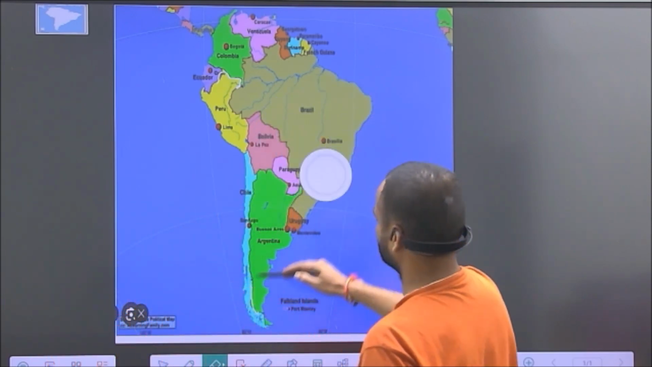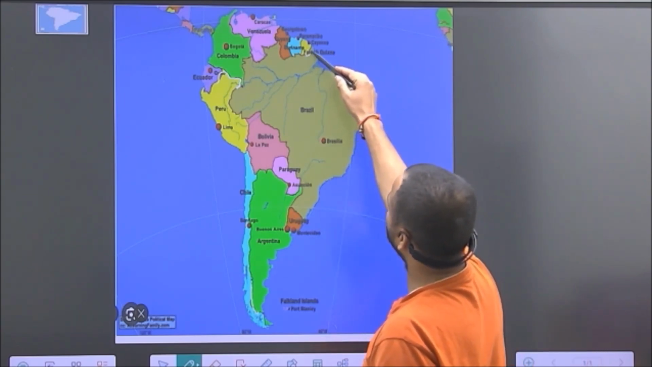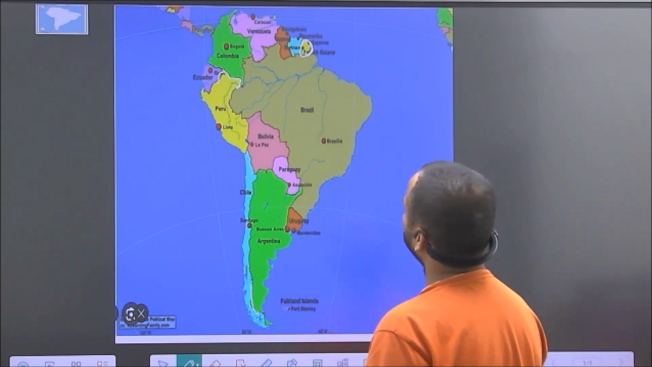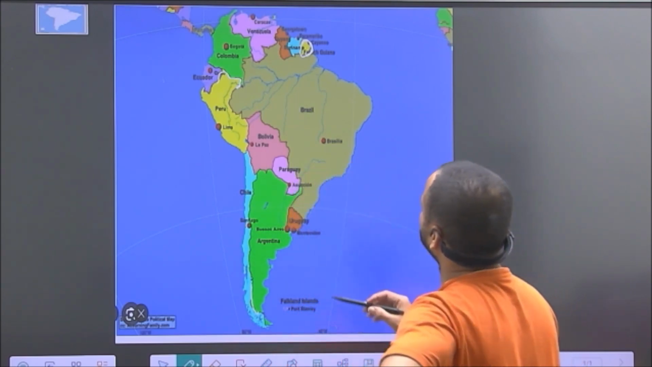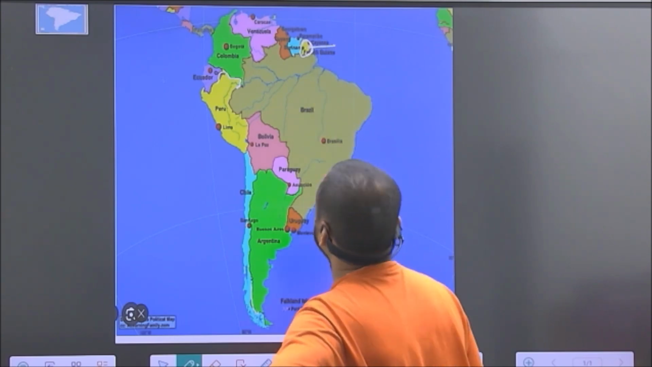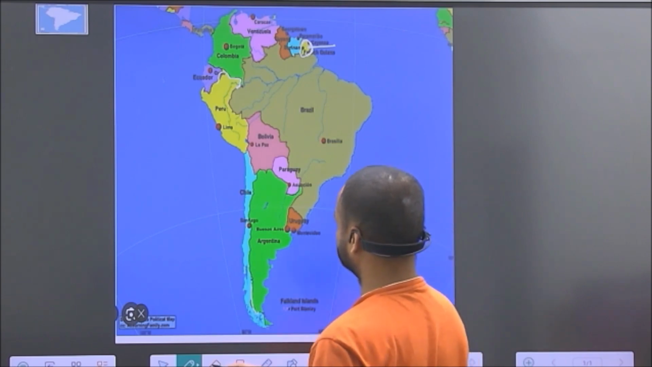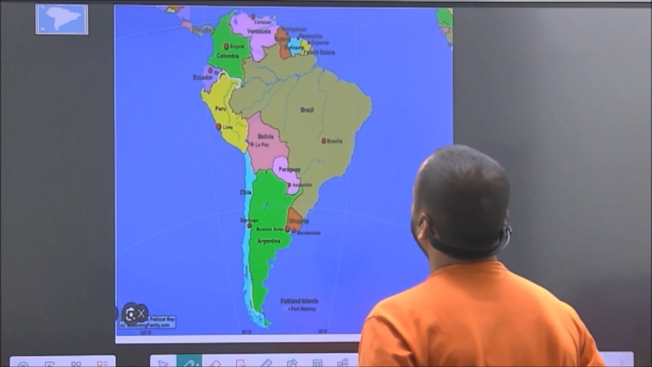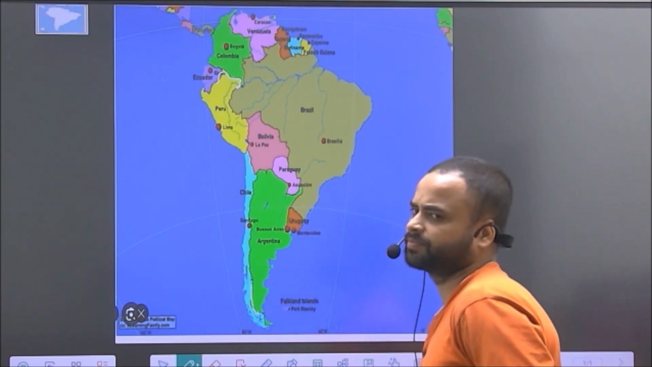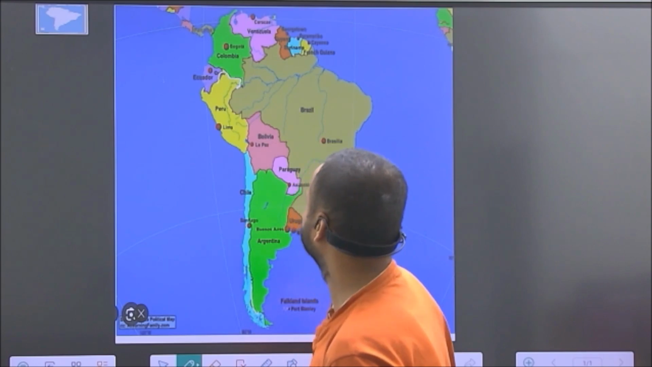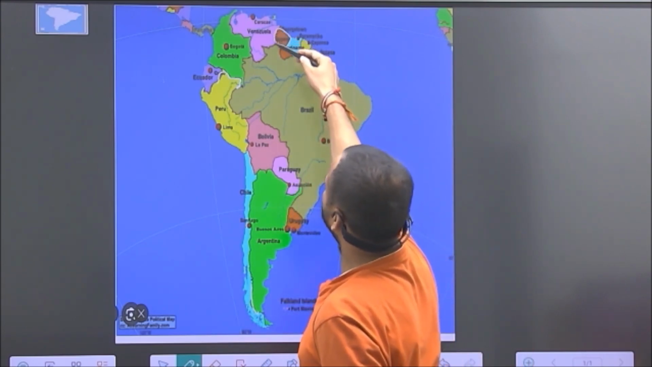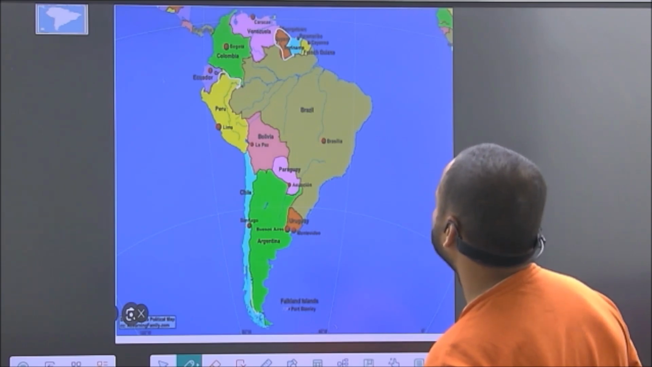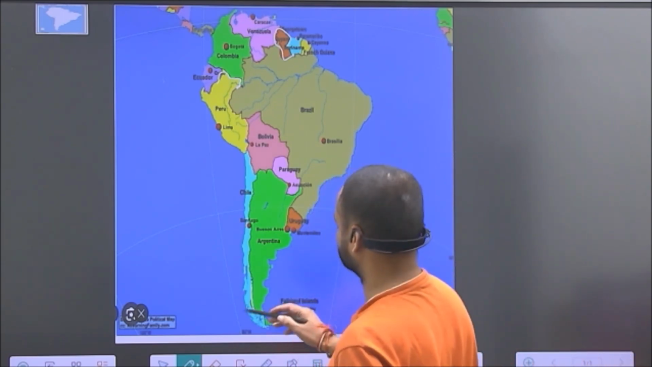Now you can see the north side of South America. French Guiana is a country of South America, and Cayenne is the capital of French Guiana. Then Suriname, and Paramaribo is the capital of Suriname. Then the orange region, Guyana, and Georgetown is the capital of Guyana, and Venezuela, which I have discussed earlier.